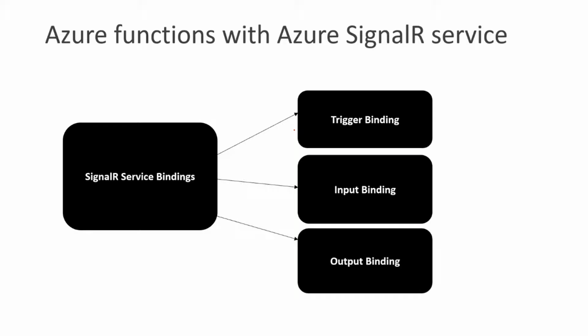And the third one is the output binding. Now we have seen that we can use the trigger binding of the SignalR service to trigger the Azure function. The input binding provides the metadata to the client.